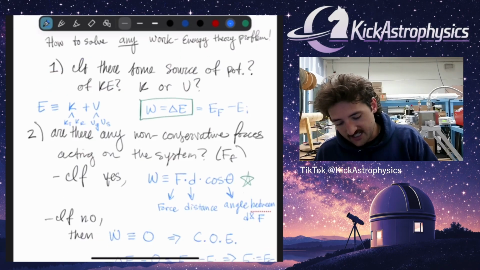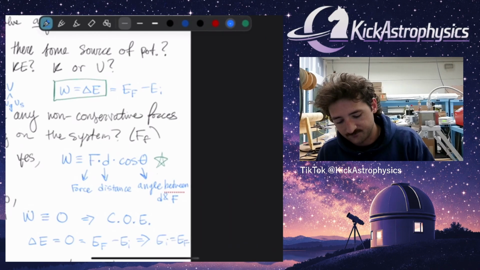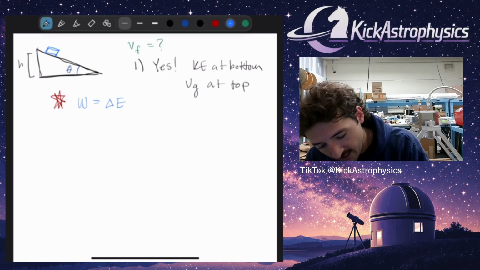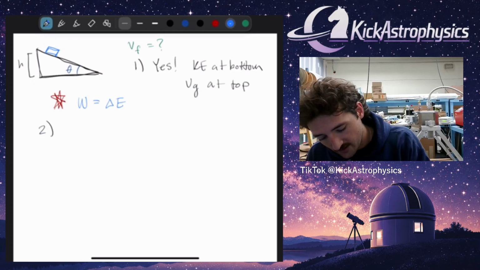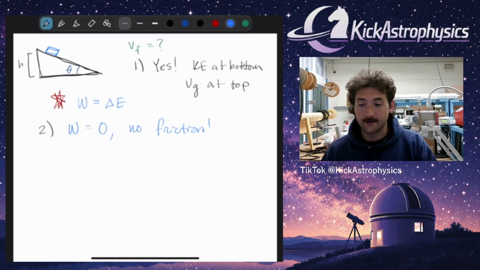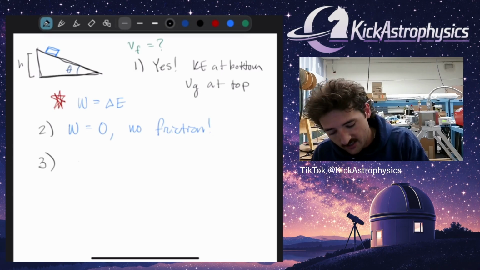Perfect. Now let's see. Question 2, are there any non-conservative forces acting on the system? Well, in our instance here, we're going to say that this is a frictionless surface. So if there's no friction, then from there, we can determine that work is equal to 0. No friction. Wonderful. All right. The next part is then determining our equations. So we have EI is equal to what?